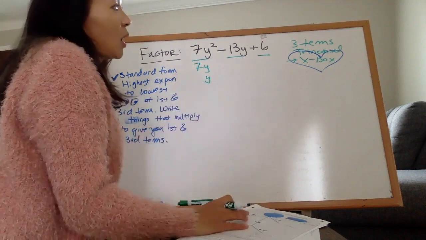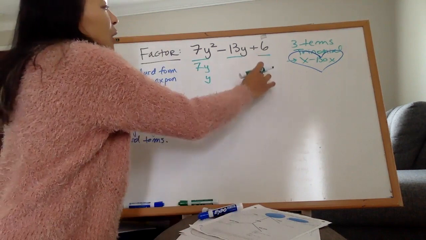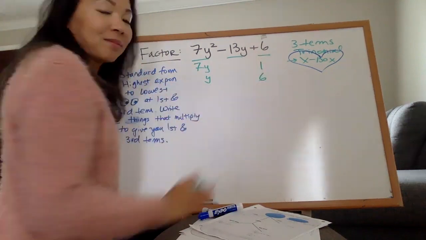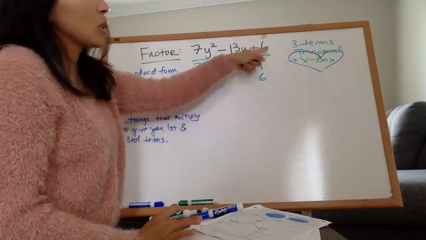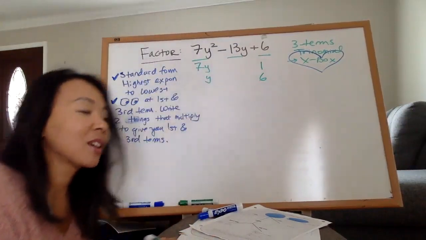So let me just try one of the options. Let me try something that I know. Let's try 1 and 6. Okay, so 1 times 6 will give me 6. And I also know in mind there's other options. So if this doesn't work, I'm going to try the other options.